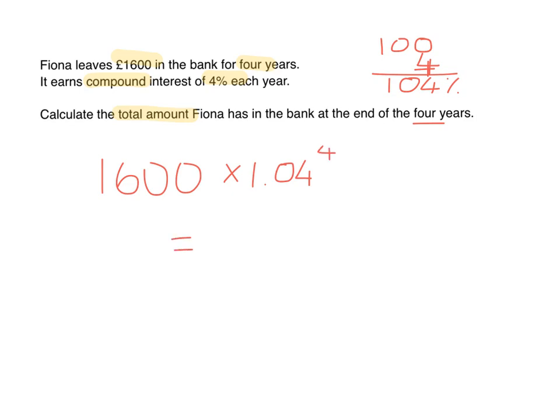So on my calculator, 1,600 times 1.04 to the power of 4. And I come out with, remember it's money, so I'm going to do it to 2 decimal places, £1,871.77.